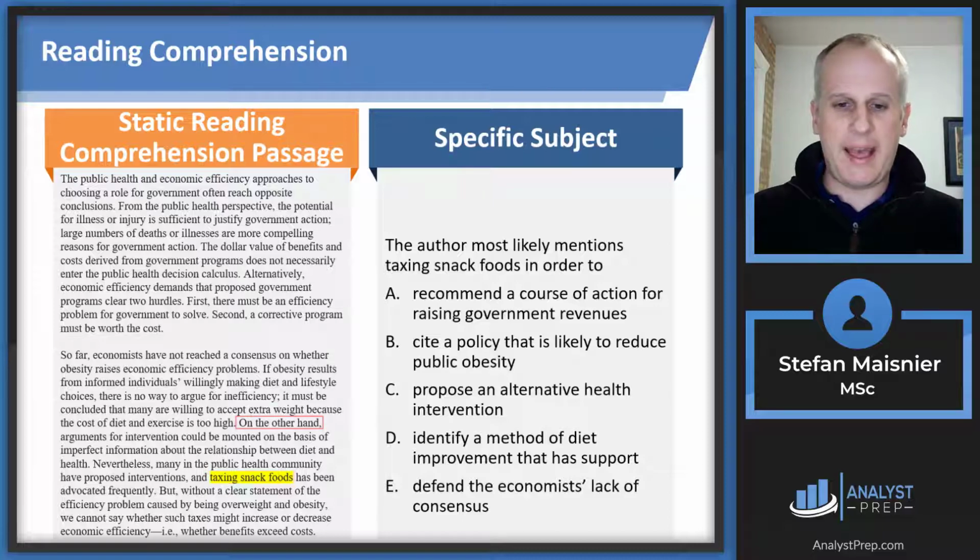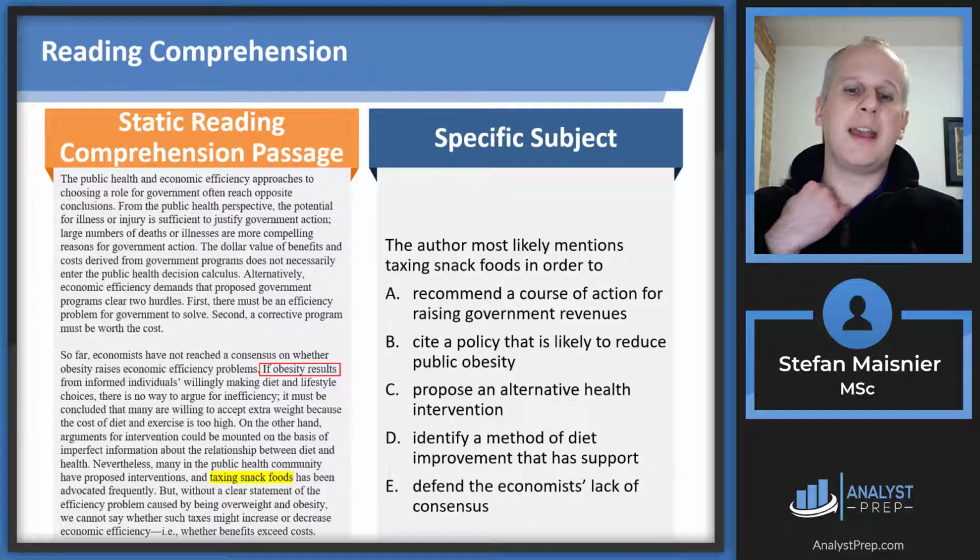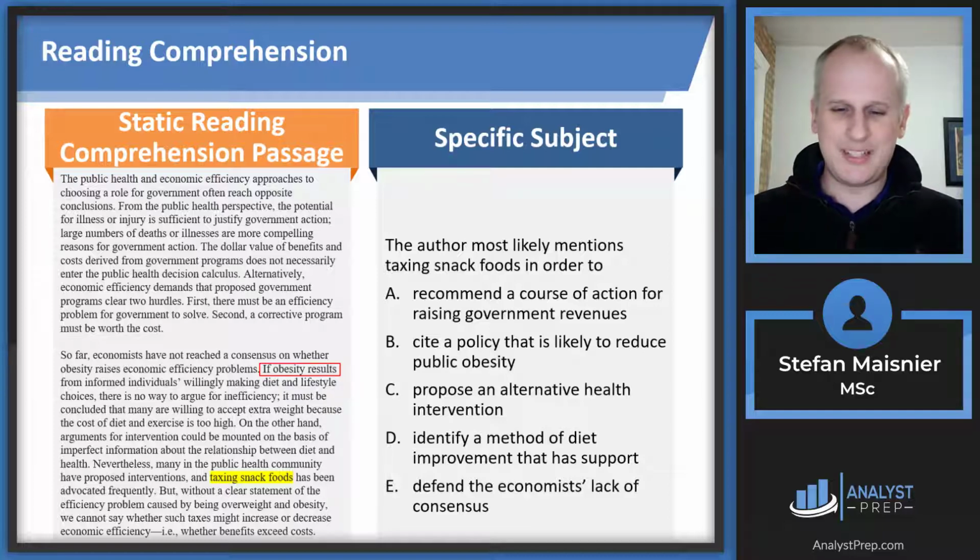But if we go back, we see on the other hand. So if I'm coming in on the other hand, I probably want to take another sentence backwards to make sure that I understand why the author mentions taxing snack foods. So we just go up to the top and we reread, and since we're rereading, we don't really need to go in full detail, but we remember that obesity results from informed individuals willingly making these choices. And if that happens, then you can't argue for inefficiency.